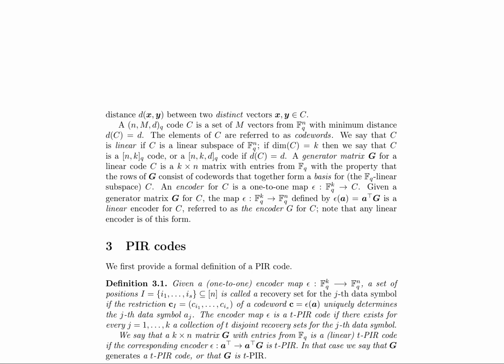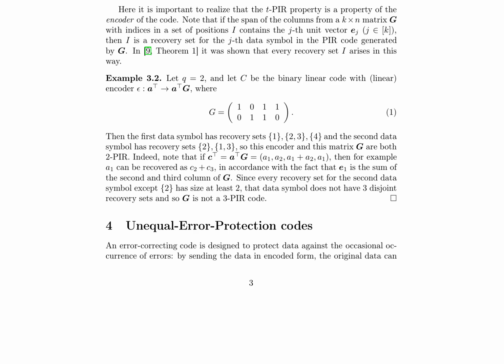Private information retrieval (PIR) codes are introduced, where a set of positions I, a subset of [n], is called a recovery set for the j-th data symbol if the restriction of a codeword c = ε(a) to I uniquely determines the j-th data symbol a_j. An encoder map ε is a T-PIR code if there exists, for every j = 1, ..., k, a collection of T disjoint recovery sets for the j-th data symbol.